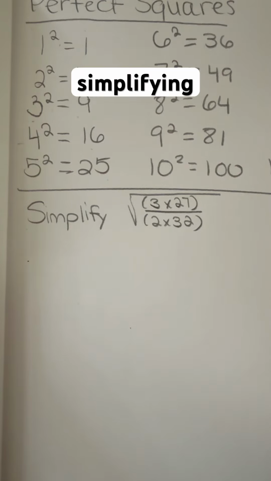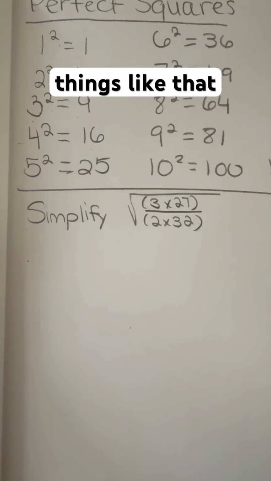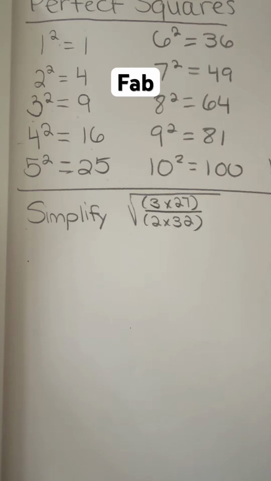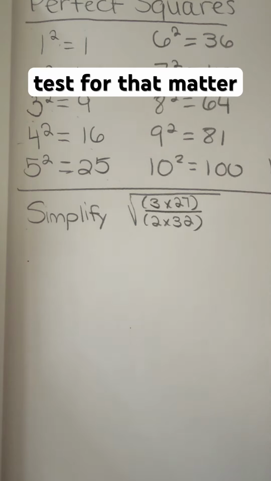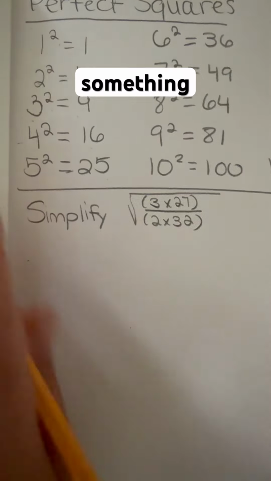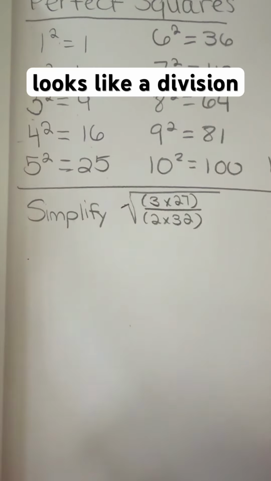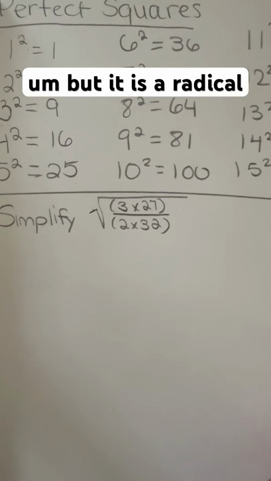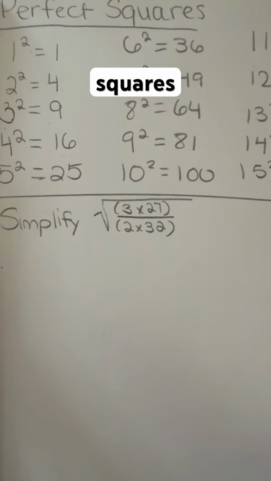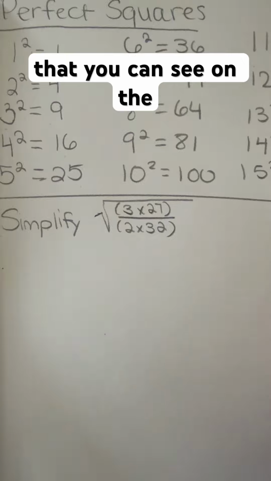We're looking at simplifying radicals and square roots, things like that. So we're looking at this for the ASVAB test, or any kind of test for that matter. We can just do what we normally would do in the case of something like this. Now this is just a square root symbol, or a radical symbol, that you see right here. It looks like a division sign, but it is a radical sign. That just means we're looking for perfect squares. And as you can see above, there are some perfect squares written on the screen.